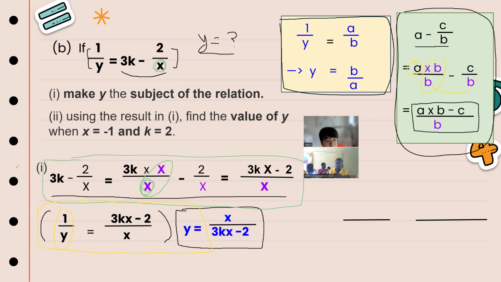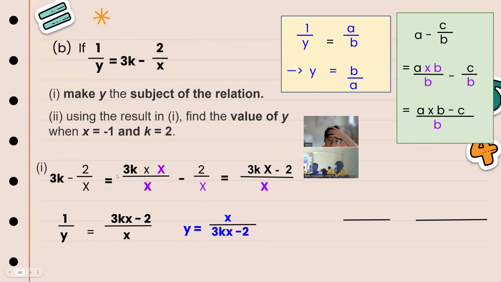Does this make sense to everyone? Okay. We're matching the denominator so that we can subtract. We need to match the denominators to subtract. And then we're flipping it finally to find Y. I hope this is clear to everyone.